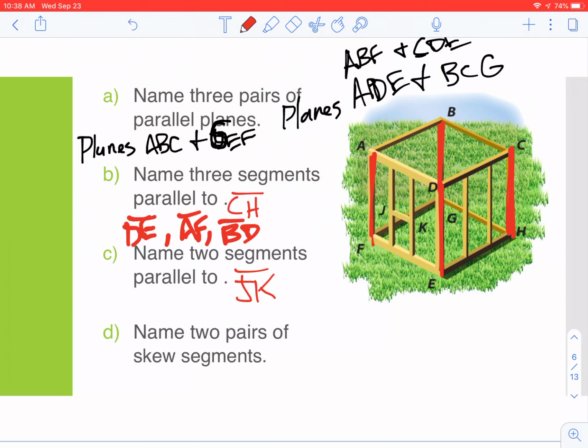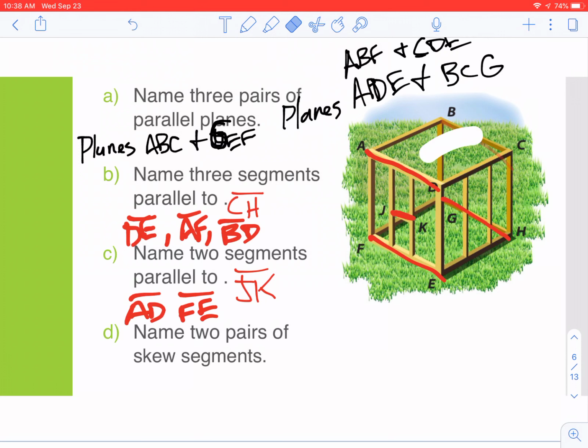Alright, 2 segments parallel to JK. Here's JK. We have lots of segments parallel to that. The easiest ones would be here. We could also do back here and up here. So I'm just going to say AD, and I'm going to say FE.